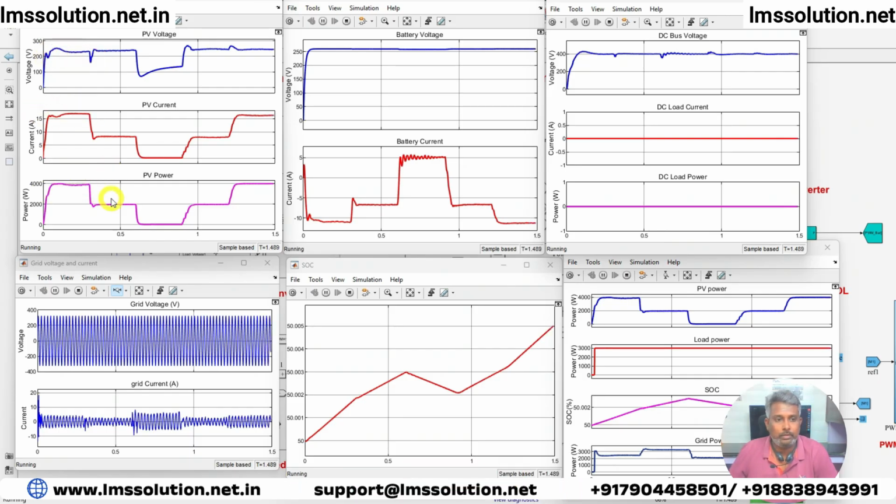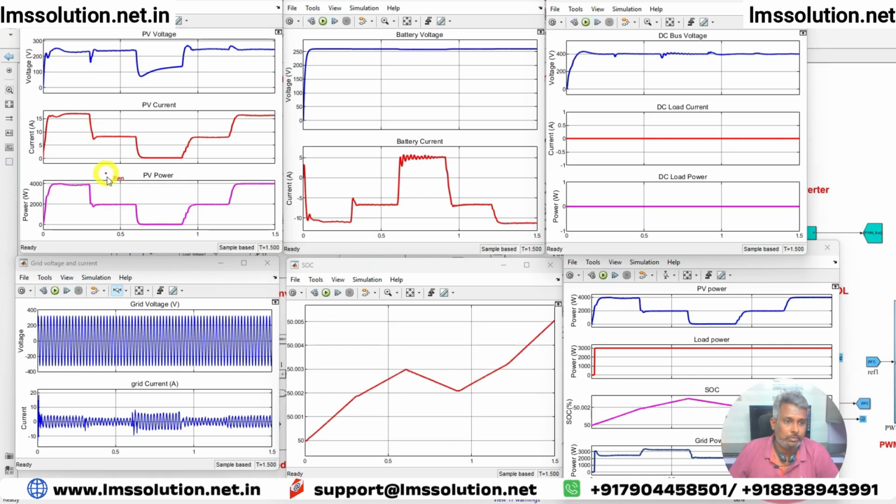And here you see that for 500 watts per meter square, the PV is generating around 2000 watts. The current is 8 amps, and the voltage is around 245 volts. For 10 watts per meter square, the power will be 0, and the current also 0. Voltage will be reduced according to the irradiation. Again, when it is 500 watts per meter square, the power changes to 2000. When irradiation changes to 1000 watts per meter square, it changes to 4000.